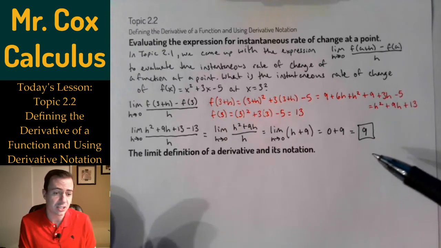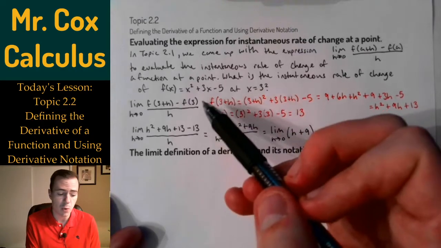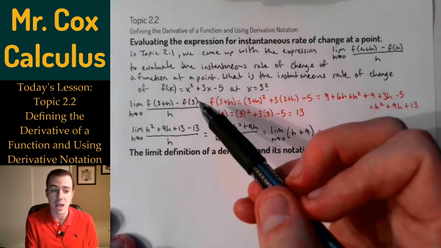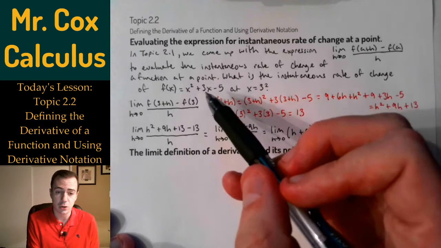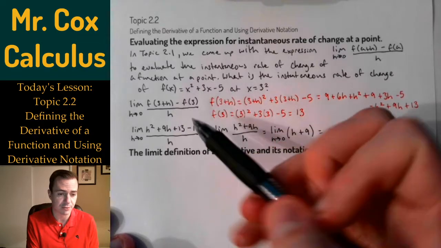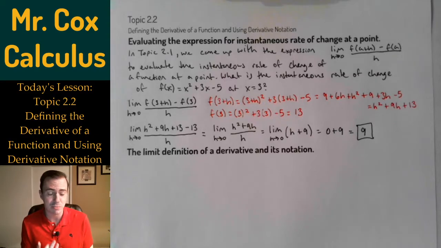Now, that was great to find it at x equals 3. But what if I wanted to know the rate of change of this function at x equals 0 or x equals negative 2? It turns out I can actually write the rate of change of this function as a function itself. And that's what we're going to cover in the next video, which is actually a major topic when we look at the idea of calculus.